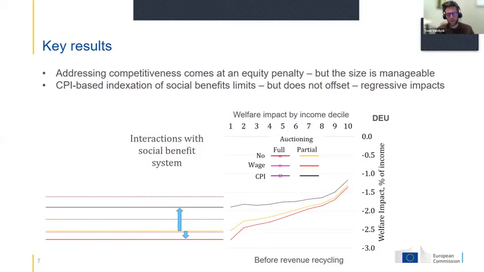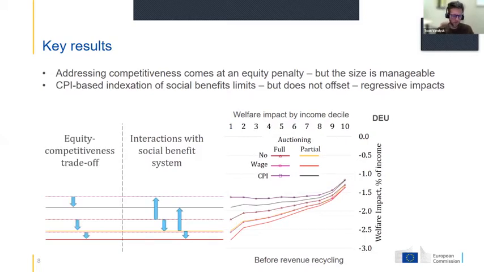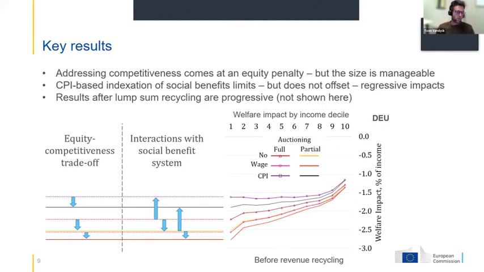The same occurs also in the partial auctioning scenario, and all in all, this gives us a set of 6 scenarios. And I think it's interesting to see that already we have quite a span of results just looking at this policy design and its interactions with the social benefit system. With the red line, the wage indexation partial auctioning being quite regressive, and the CPI-based indexation full auctioning being largely flat for the first 7-8 income deciles. The results after the lump sum recycling are progressive for all scenarios. So it shows also that this equity competitiveness trade-off, it's there, but it's not necessarily very large, such that the recycling of the revenue can still ensure a progressive outcome after transfers.